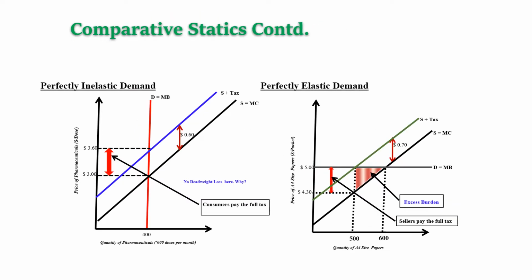Now let's take a look at the case of perfectly inelastic demand. If demand is perfectly inelastic, the demand curve is parallel to the vertical axis. Now let's look at this case. Do we see any triangle here? No, certainly not. Demand is perfectly inelastic. Because demand is perfectly inelastic, there is no deadweight loss here.